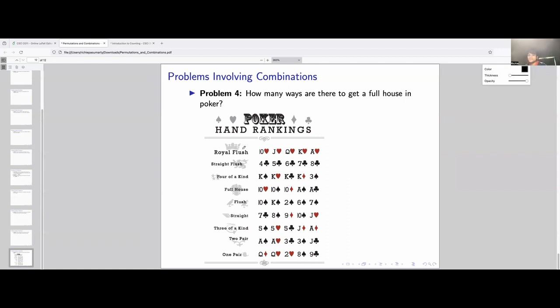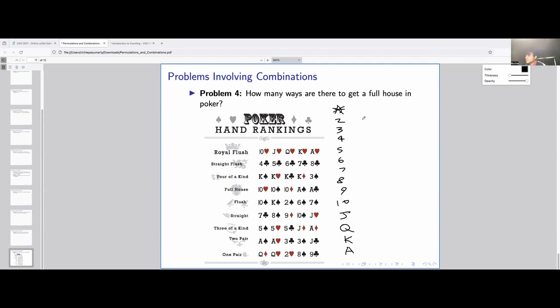So we have 13 different values or ranks for these cards. These are ace, which is basically a 1, and then 2, 3, 4, 5, 6, 7, 8, 9, 10. Instead of 11, we have a jack. Instead of a 12, we have a queen. And instead of a 13, we have a king. They're ranked in this order. Well, actually, ace is the highest rank. So we have 13 different values.